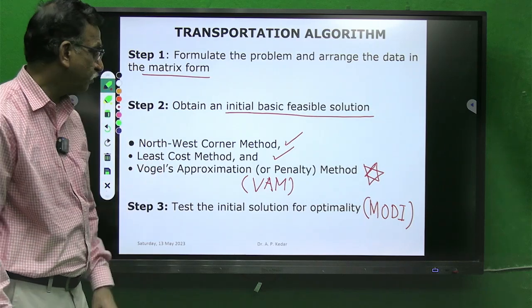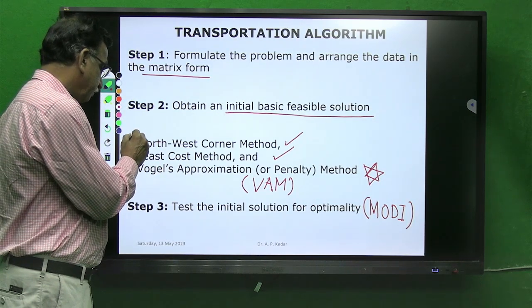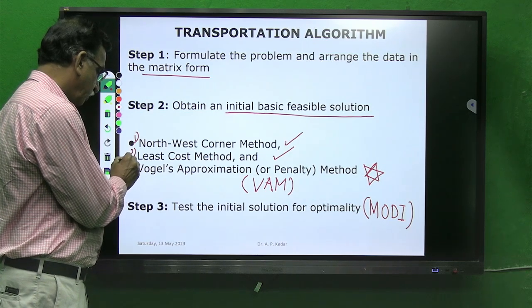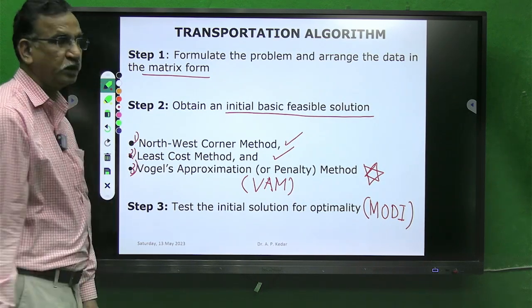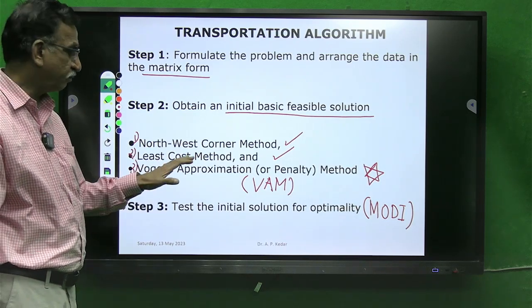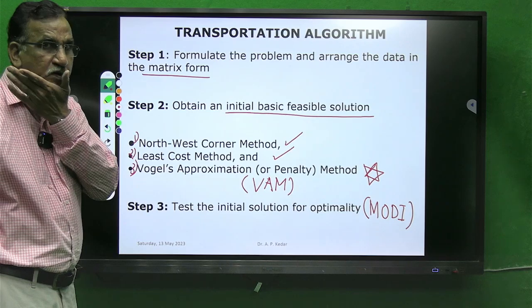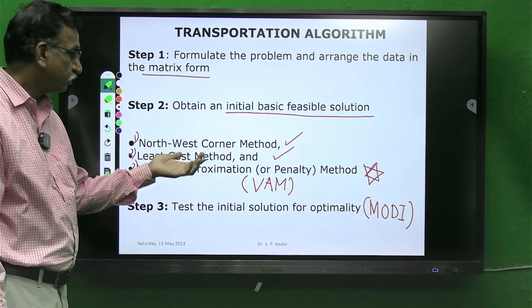So now we'll go step by step. Our first target will be to learn number 1, number 2 and number 3, these 3 methods. We'll take one problem, and for the same problem we'll apply these methods. I will explain the steps, so that the steps will give you the answer.